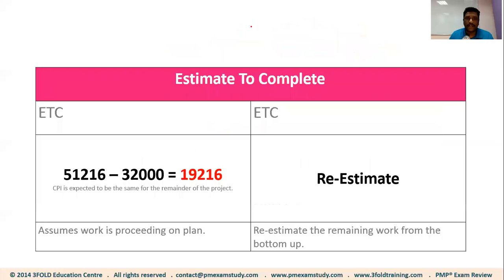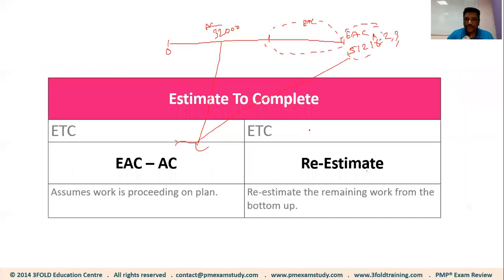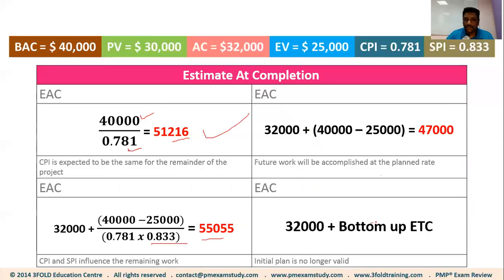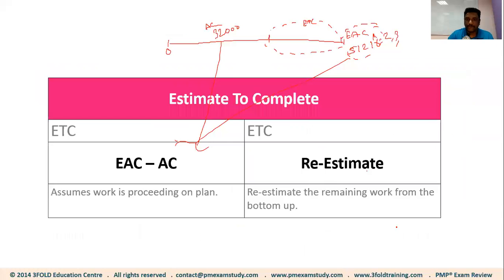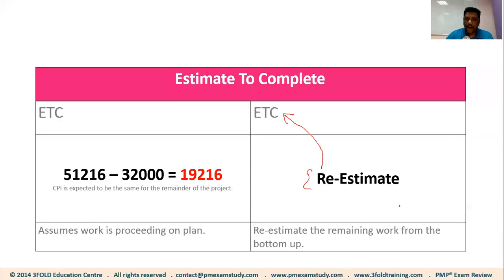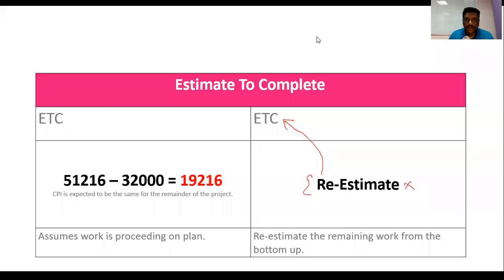Or we can re-estimate the remainder of the work. This is called bottom-up ETC, which goes into this formula, which is 32,000 plus bottom-up ETC. How much will it be? We cannot use any calculators or calculations. You have to basically do the estimation one more time for the remainder of the work. So that's how you calculate ETC.